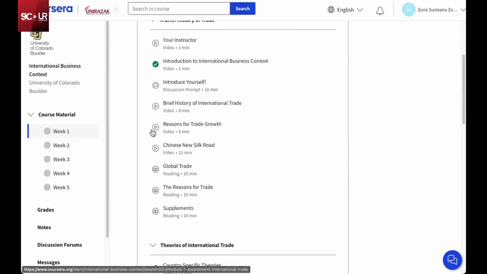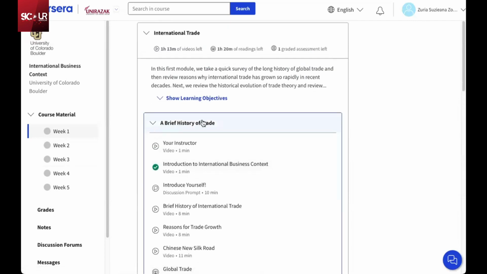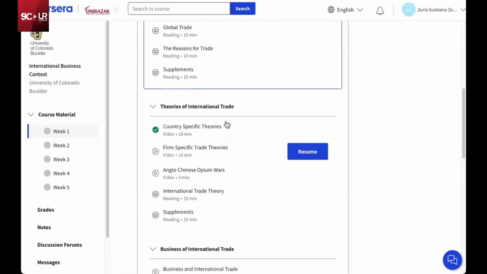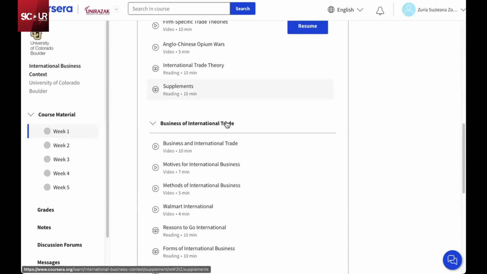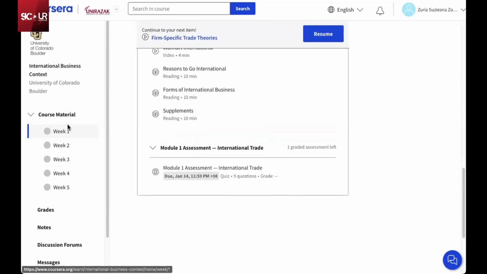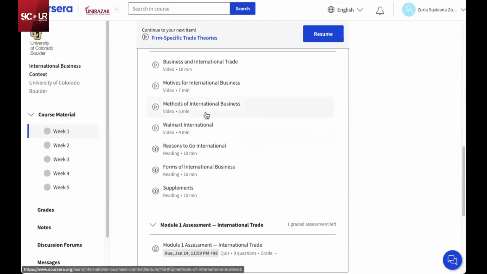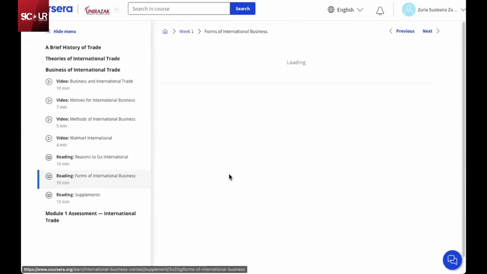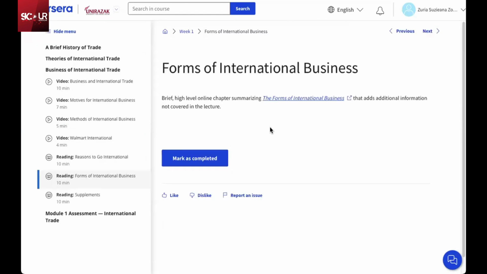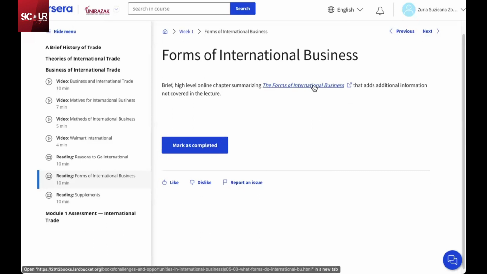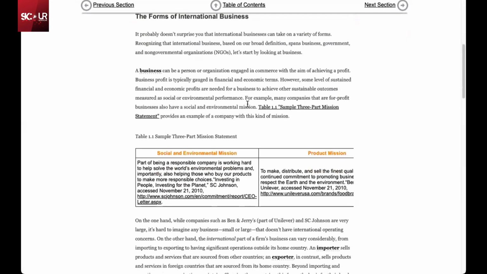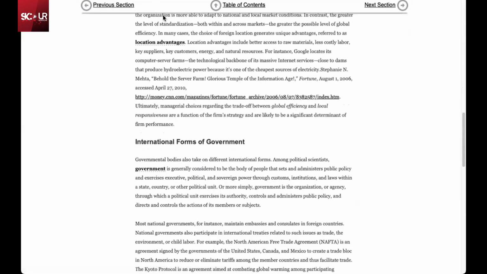So here at week 1, you are going to learn about a brief history of trade, theories of international trade, and business of international trade. I try to cover, for example, the methods of international business, forms of international business, and the reasons to go international. You can read all the course material that is provided.